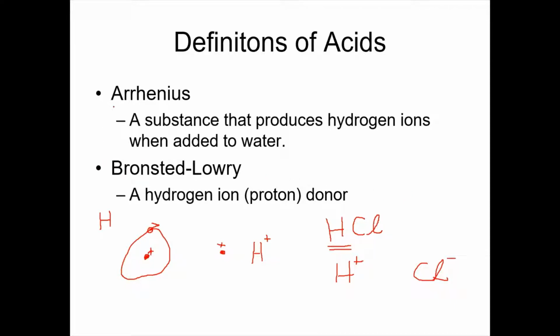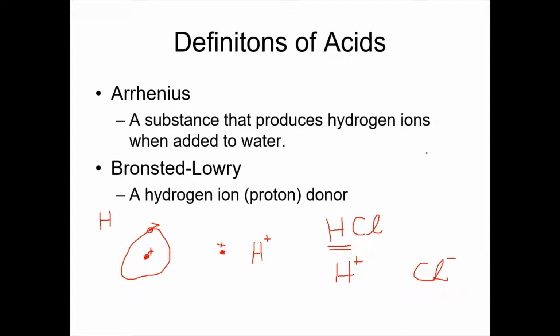Now, let's go back to this first definition over here. The first definition is what we call the Arrhenius definition, and this definition came in beforehand. What this scientist Arrhenius, I think he was Greek, came up with is that an acid is a substance that produces hydrogen ions when added to water.